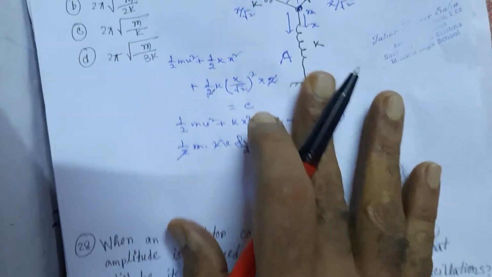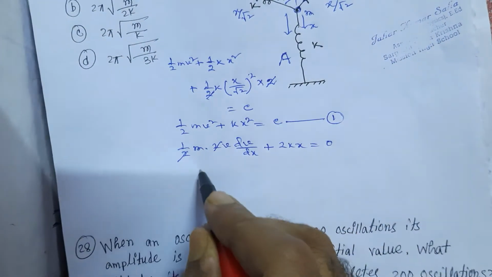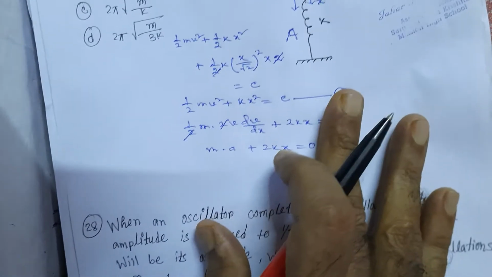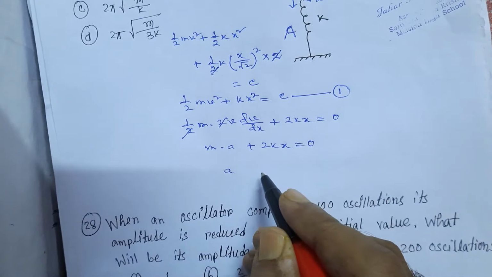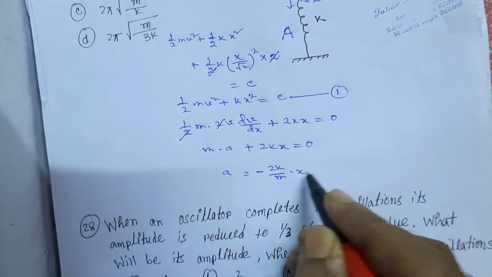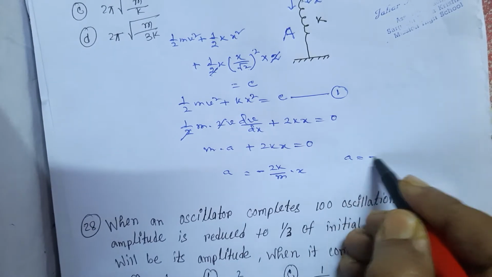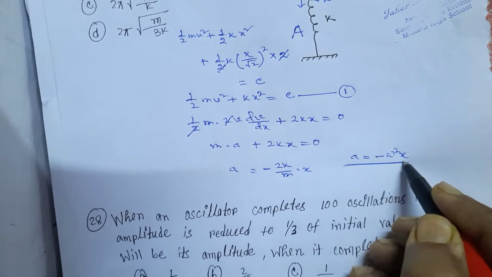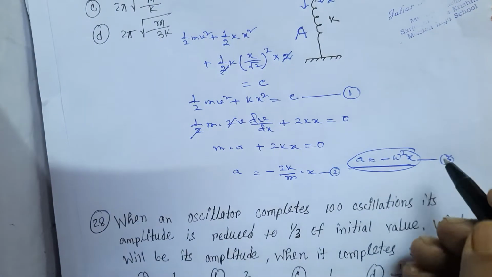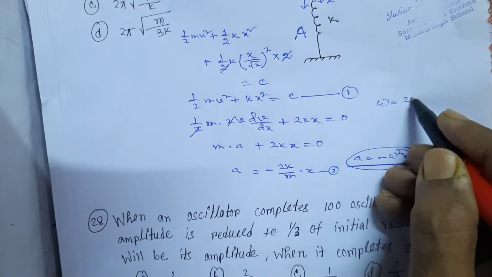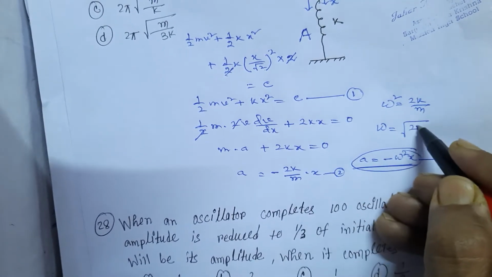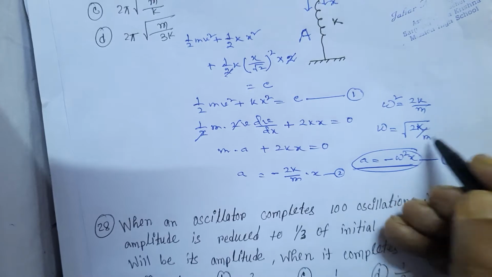m into f, that is a, plus 2kx equals 0. So a equals minus 2k by m into x. From the equation of SHM we get a equals minus omega square x, and comparing equation 2 and 3 we at once get omega square equals 2k by m, hence omega equals root over 2k by m.